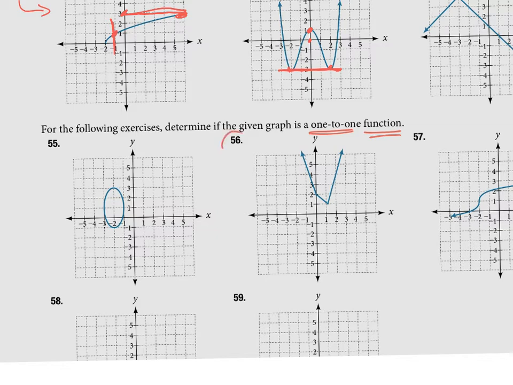So I'm just going to take a look at number 56 here. If I draw vertical lines, I'm okay. This is a function, right? I only intersect my blue line in one spot. But if I start drawing horizontal lines, I fail that test because I hit the blue function in 2 places. So number 56 is not one-to-one. It's a function, but it's not one-to-one.